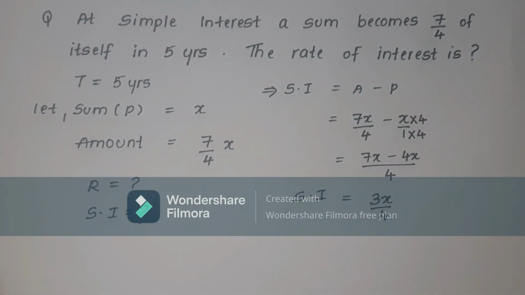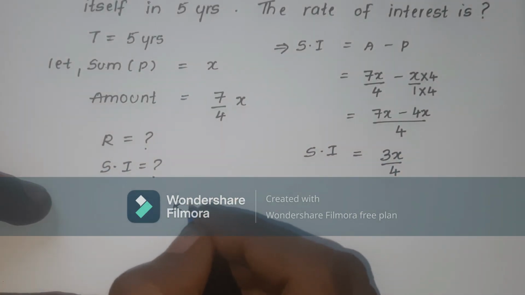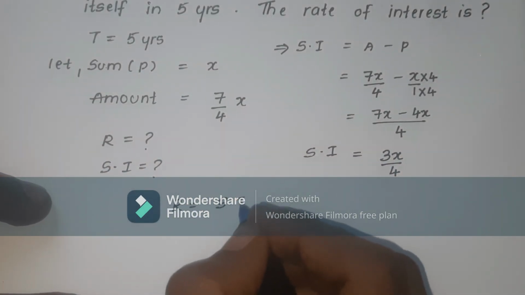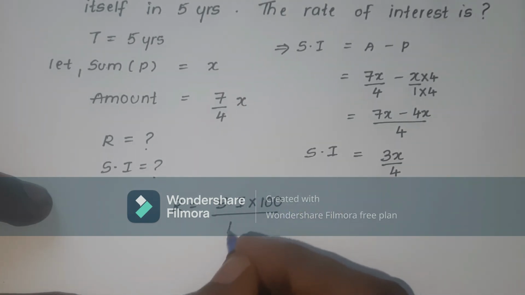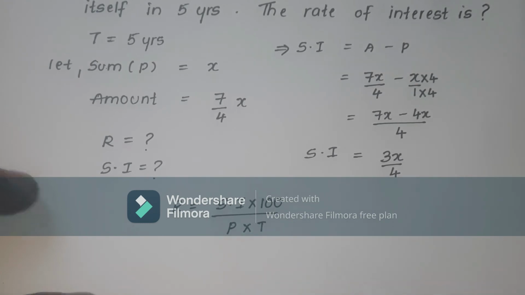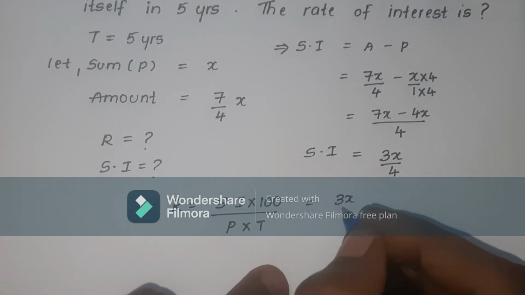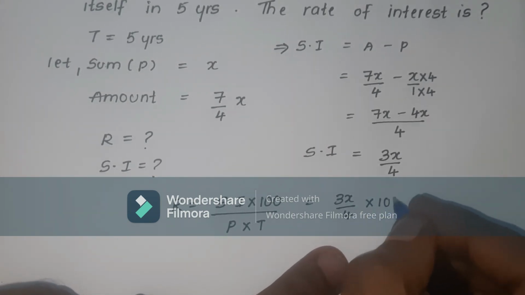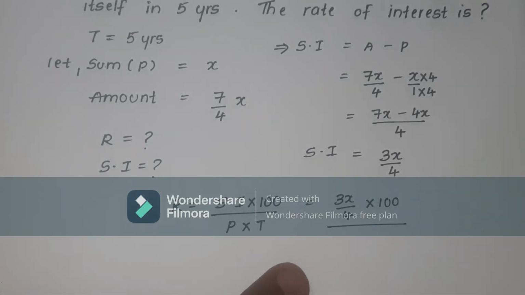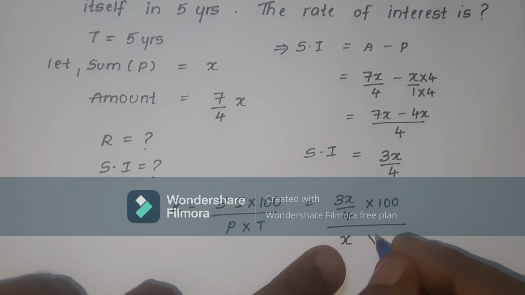Now let us solve for the rate. We need to find the rate, student. So what is the rate formula? Simple interest into 100 upon principal into time. Now student, the simple interest given to you is 3x by 4, into 100. The principal is what, student? It's x, and the time is 5 years.